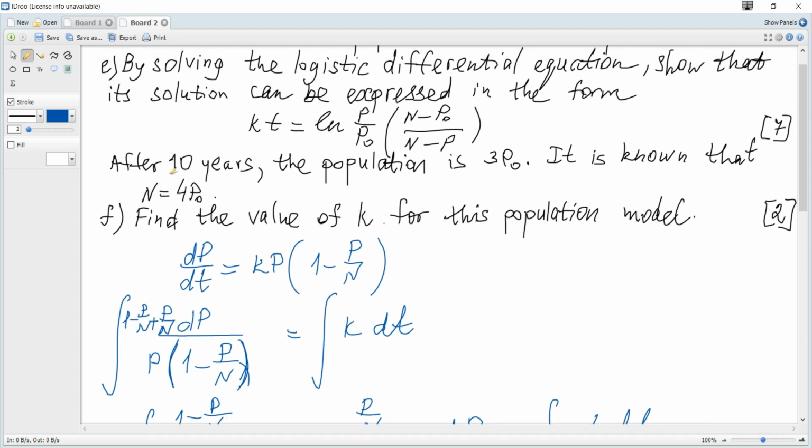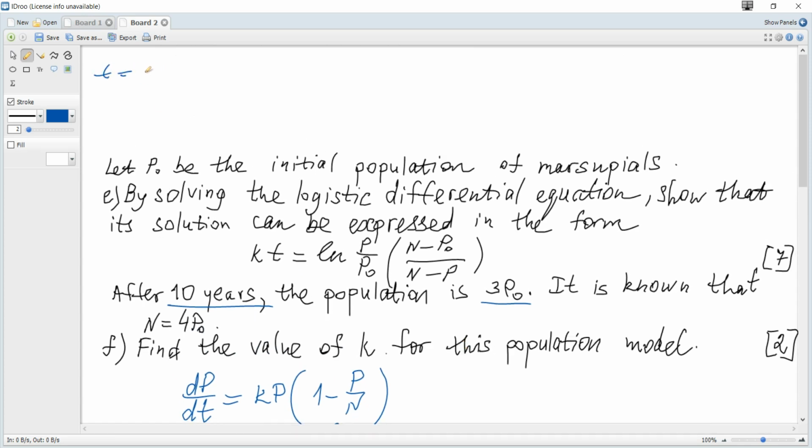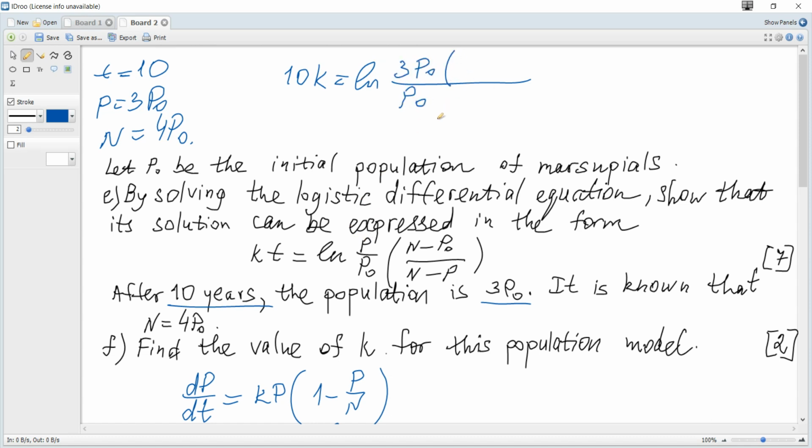And the next question: after 10 years, population is 3P0. So at t equals 10, P is 3P0 and N is 4P0. And to find k, we just substitute these values into this expression and get 10k is ln of 3P0 over P0, times 4P0 minus P0, over 4P0 minus 3P0, and it is equal to ln of 9.